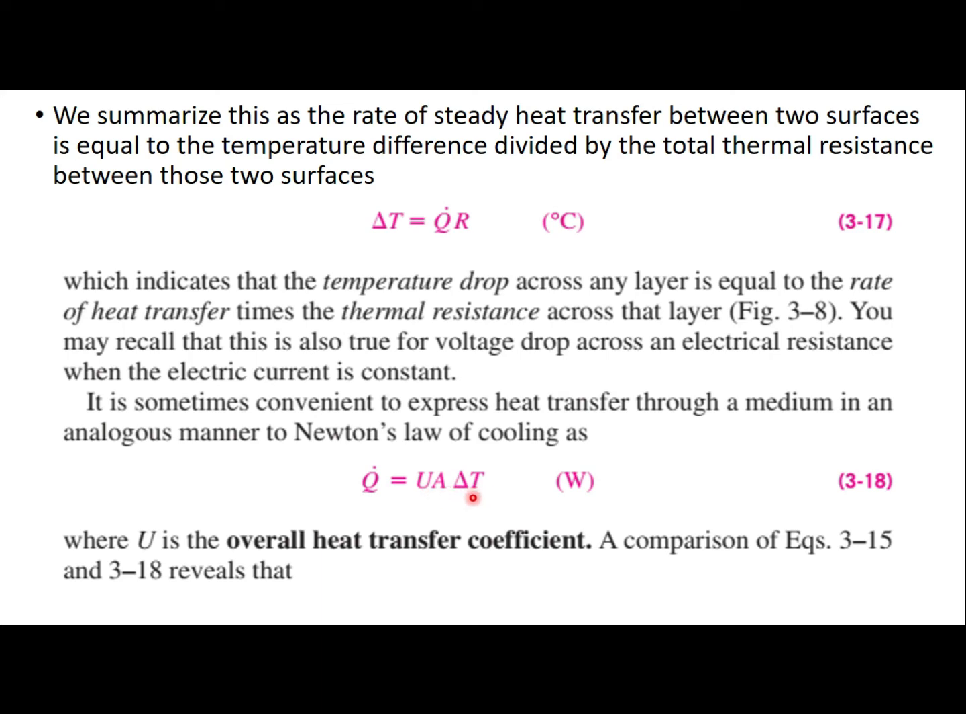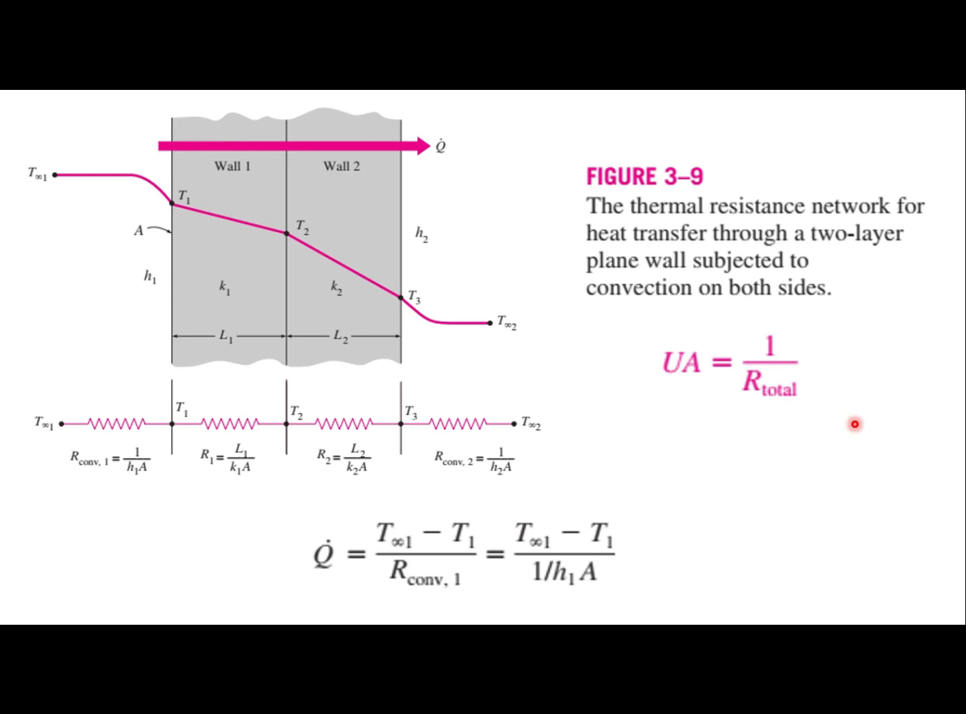In this slide you can see that we have a two layer plane wall which is subjected to convection on both of the sides. So the first is the convective heat transfer, and then there will be the conductive heat transfer in wall 1, and there will be the conductive heat transfer in wall 2, and then at the end there will be the convective heat transfer. So in each of the conductive or the convective heat transfer there will be a certain resistance, and it will be represented by R convective 1, R1, R2 and R convective 2.